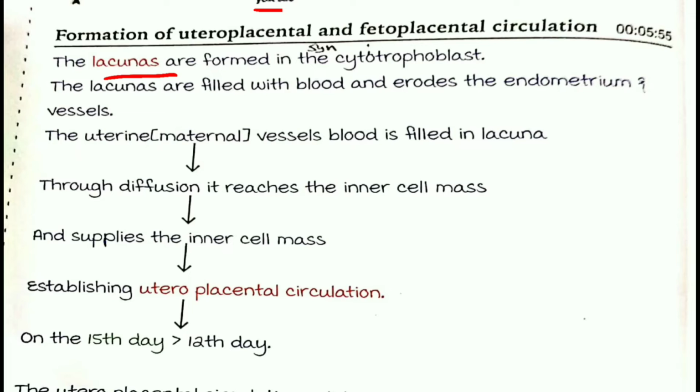The uterine or maternal vessel blood fills the lacunae, and this blood, through diffusion, reaches the inner cell mass and thereby supplies the embryo. The embryo is getting blood through these lacunae by diffusion. So thus the uteroplacental circulation is established. This uteroplacental circulation is a primitive type of circulation. It is not enough for the embryo to grow properly, because the embryo needs an enormous amount of blood, and through uteroplacental circulation it is getting a limited amount of blood just through diffusion.